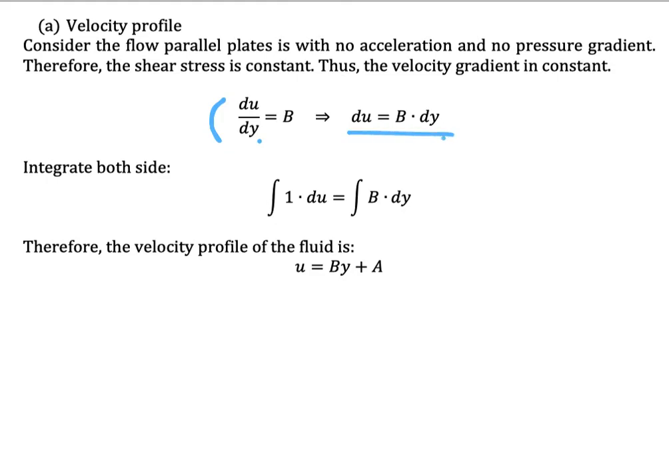So we have this term, and then to get the full term, we integrate both sides here. So we integrate du, which is 1 times du, and the integration of b dy. The integration of du gives us u. The integration of b dy gives us by plus a. So b is a constant, and a is also another constant. a here is the constant because of the integration work.